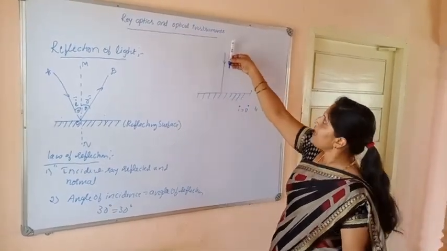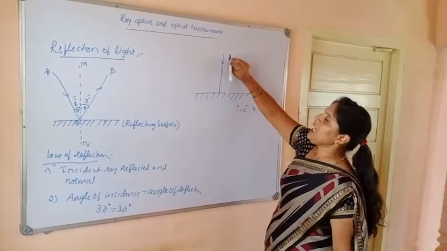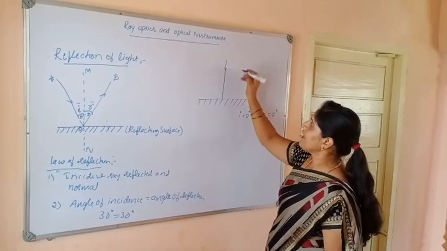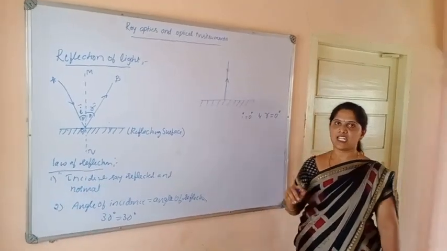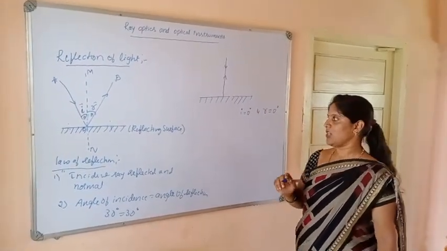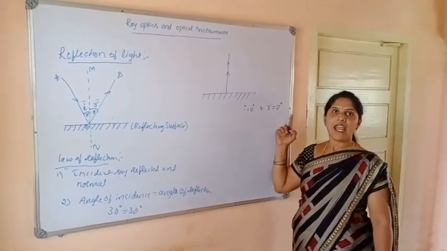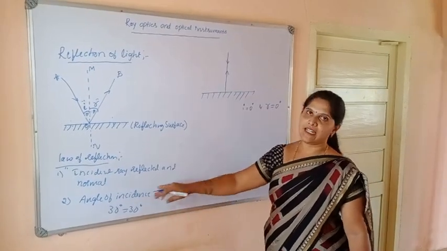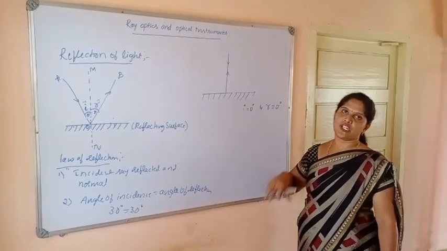When a ray of light is incident along the normal, it bounces back exactly in the opposite direction. That means it retraces its path in the opposite direction. So i is equal to 0 degrees, r is equal to 0 degrees. Again, this situation also follows the law of reflection, that is, the angle of incidence is equal to the angle of reflection.